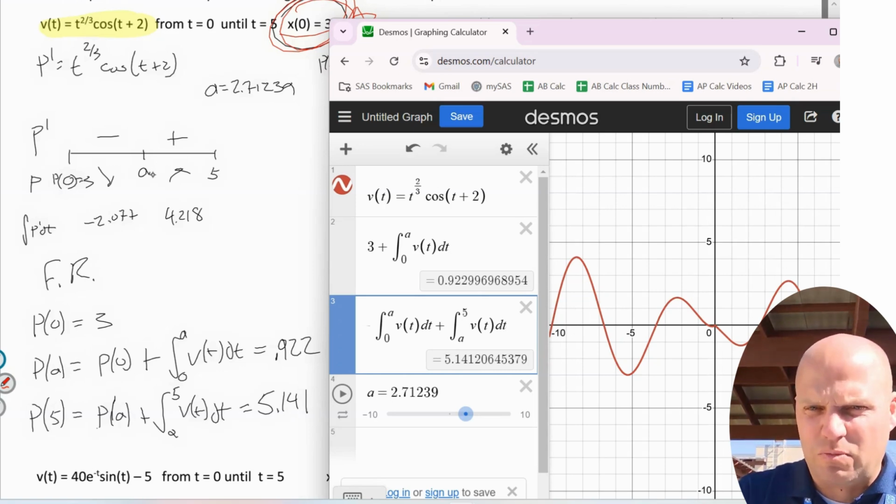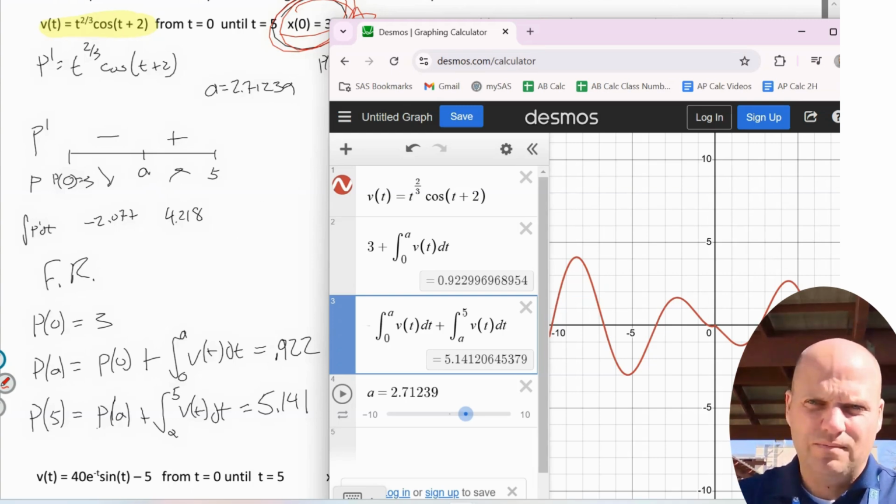It should make sense. 3 minus 2 gives me close to 1. 1 plus 4 gets me close to 5. So everything kind of works out.